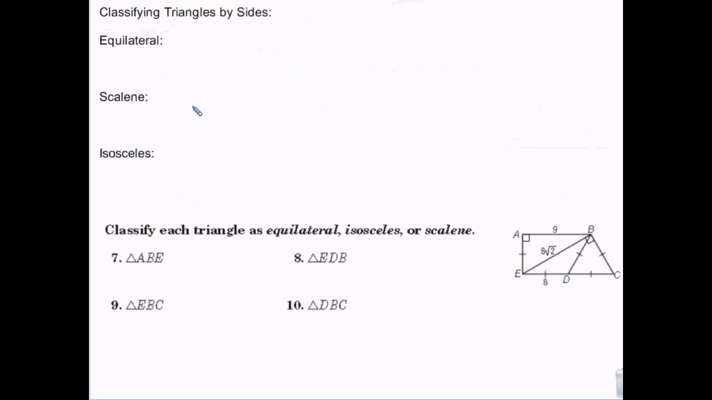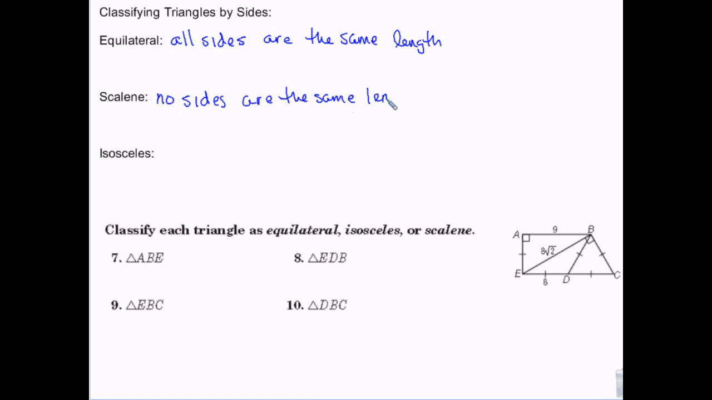Classifying by side length. Equilateral. Equa meaning equal, so all sides are the same length. Then you have scalene, where no sides are the same length. And then you have isosceles, where two sides are the same length.